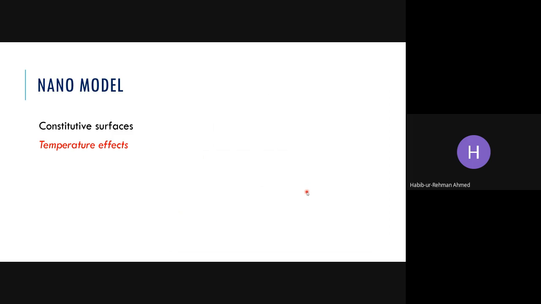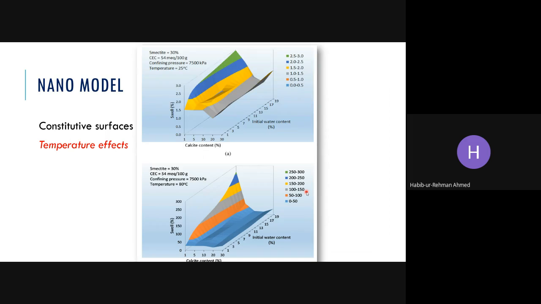Okay. Now the temperature effects. Since it is a universal model, you can incorporate the temperature effect. You can see here the behavior at 25 degrees centigrade, and you can see here calcite content, initial water content on this axis, and swell on this side. And you can see here the maximum combination of this initial water content and calcite content is giving a swelling of 3% at 25 degrees centigrade. But at 80 degrees centigrade, you can see here the swelling goes up to 300%. Too much swelling over there.